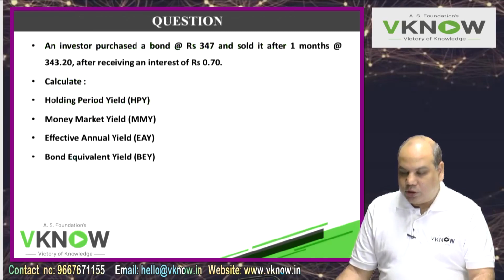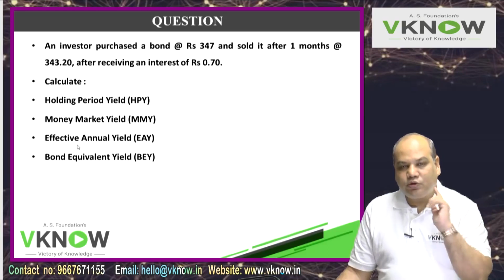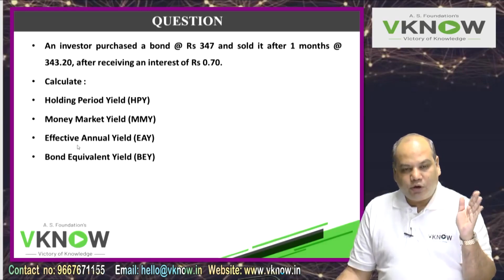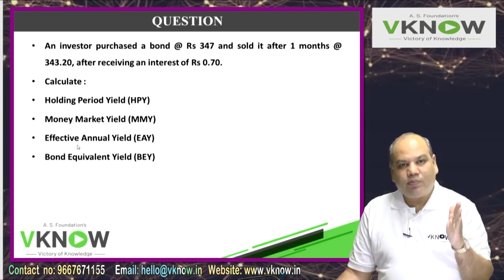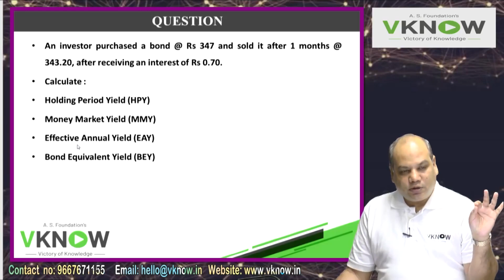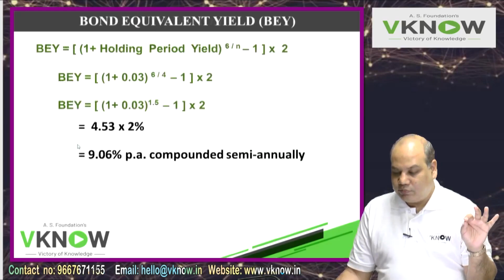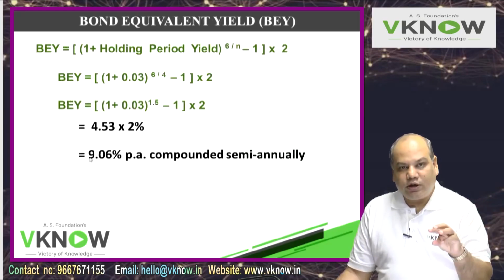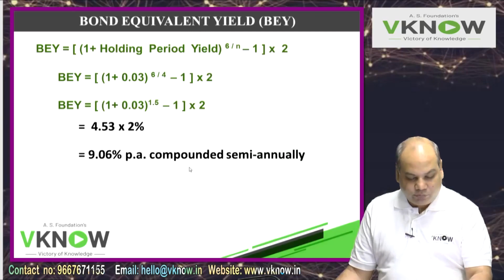Now one more similar question we are going to solve. While writing the final answer also you have to be careful. If you are using money market yield, then you have to say 9% per annum compounded every 4 months. Effective yield you will say 9.27% per annum annual compounding, and for bond equivalent yield you will say 9.06% per annum compounded semi-annually.